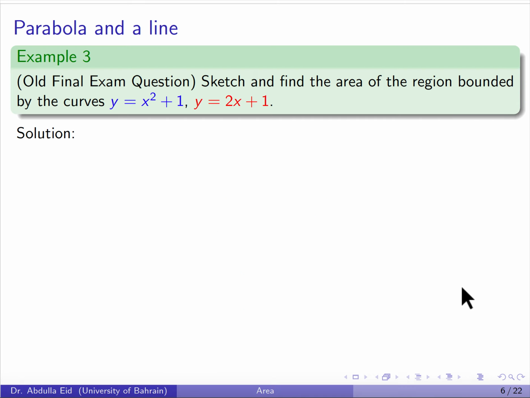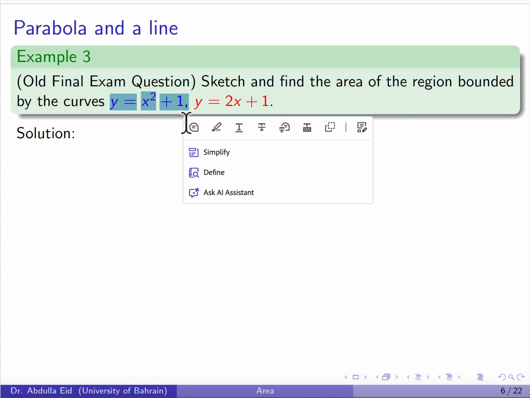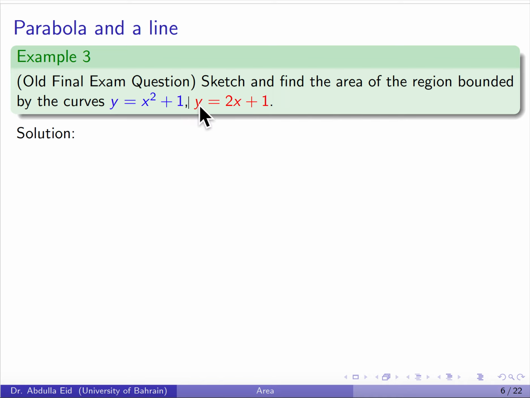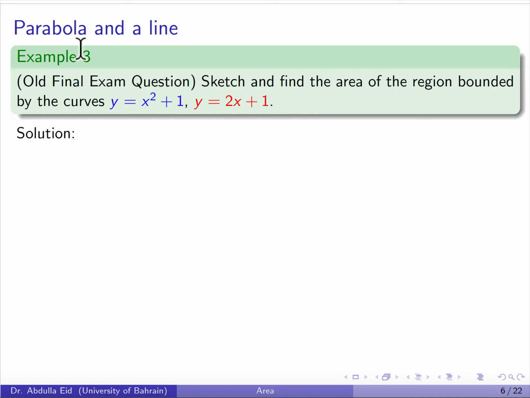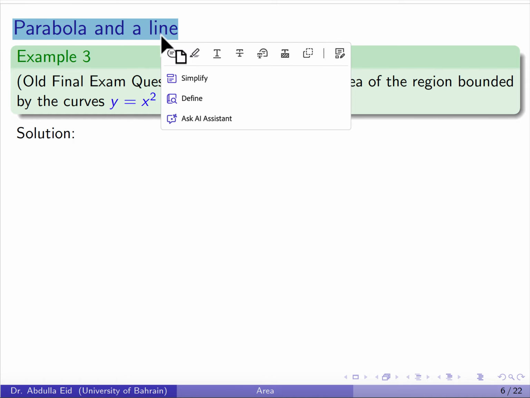We'll go to the next question, which, as you can see, again, I have a parabola, and it looks like it's open upward because the number in front of x squared is positive. And I have a line. How do I know this is a line? Remember, the degree of x is 1. So this will be a line. So we have a parabola and a line.